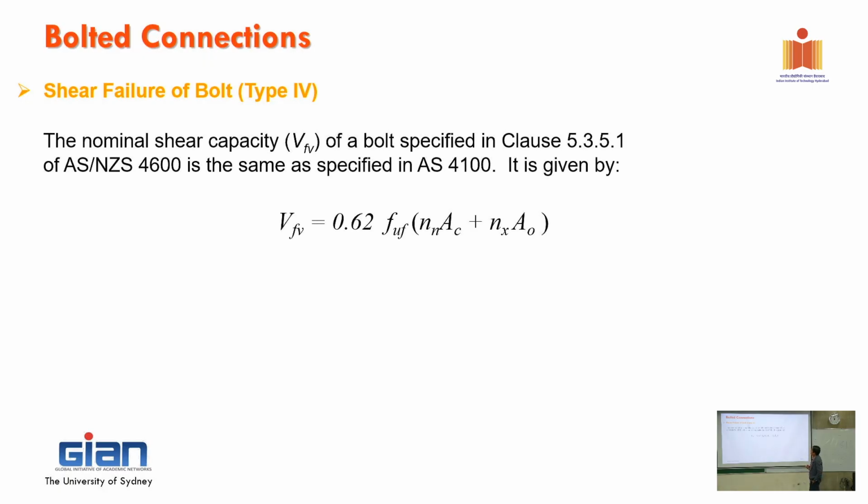So the shear failure, the first one, is when you just cut through the bolt. We just copied this from the hot rolled standard, AS 4100. Just for you, if you're not familiar with Australian standards, 4100 is hot rolled steel and 4600 is cold formed steel. Those are two numbers that you should remember.